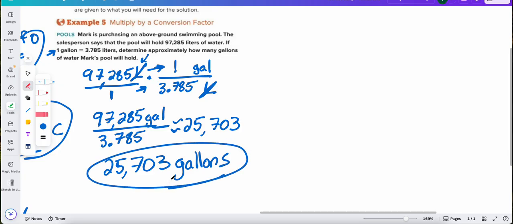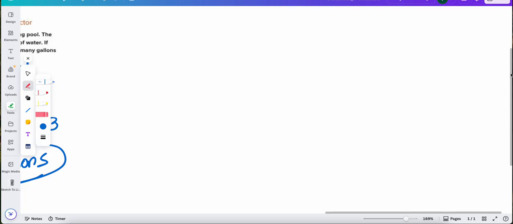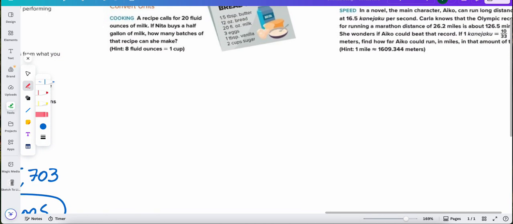So we're going to get a few more complex unit conversions out of this to help us see what it's like. So we have 2 examples left, and they do involve quite a bit of matching up these units to get us a little bit more practice. So the first one here, we have a recipe that calls for 20 fluid ounces of milk. If Nita buys half a gallon of milk, how many batches of that recipe can she make? Hint, 8 fluid ounces equals 1 cup.